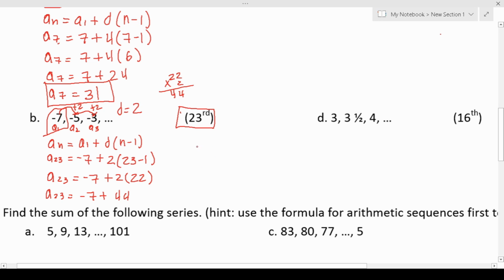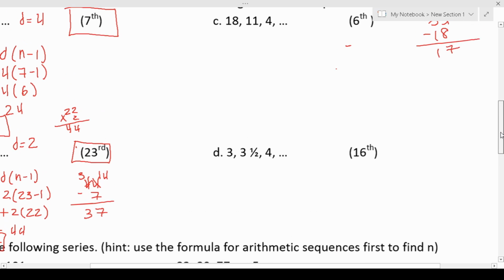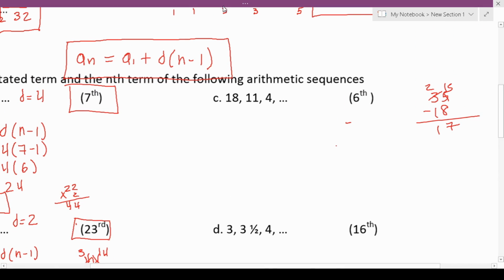And if you can't do that in your head, you can work it off to the side as well. This is 44 minus 7. 4 minus 7 we can't do, so we have to borrow. That becomes 3. That becomes 14. 14 minus 7 is 7. 3 minus nothing is 3. So we can see that a_23 equals 37. So in other words, the 23rd term in this arithmetic sequence is in fact 37. Okay? Let's do 2 more of these just to make sure we got them down. And let me erase that real quickly.